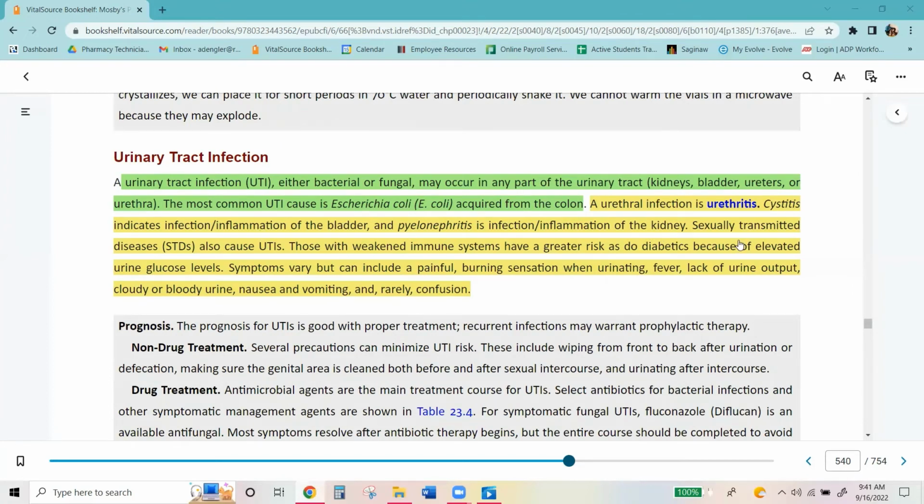Sexually transmitted diseases, STIs, also cause UTIs. Those with weakened immune systems have a greater risk, as do diabetics, because of elevated urine glucose levels. Symptoms vary but can include a painful burning sensation when urinating, fever, lack of urine output, cloudy or bloody urine, nausea and vomiting, and rarely confusion.